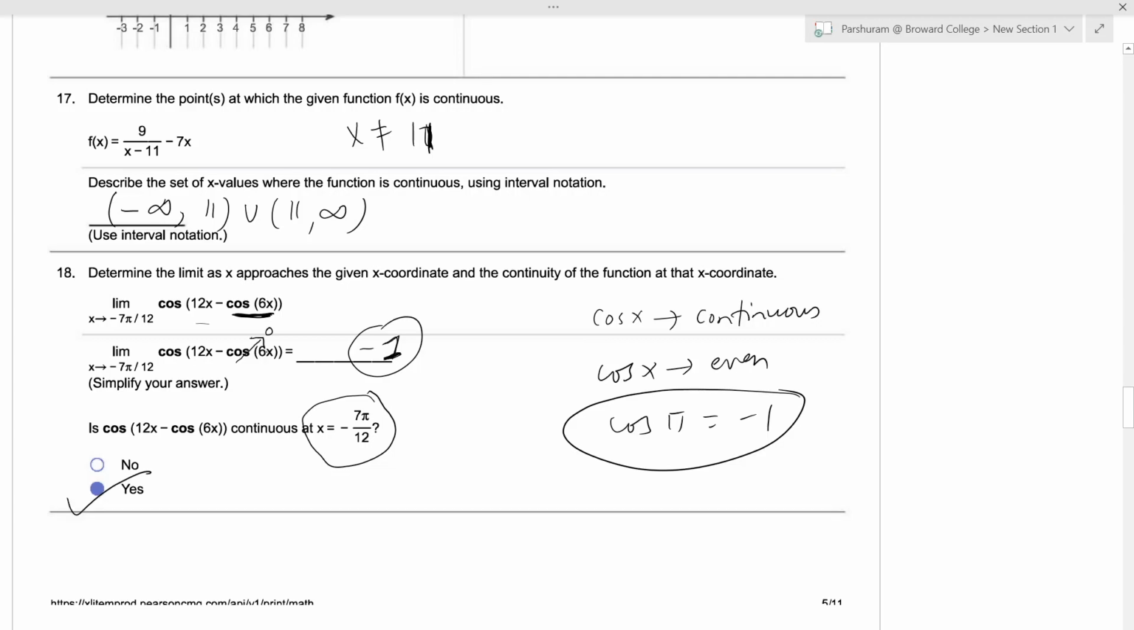For the limit, you just have to plug in x equal to -7 pi over 12, and this expression will be 0, and that will give you 12 times -7 pi over 12, and if you cancel that, it will give you negative pi. But the cosine value at negative pi and positive pi is -1, so the answer is -1.